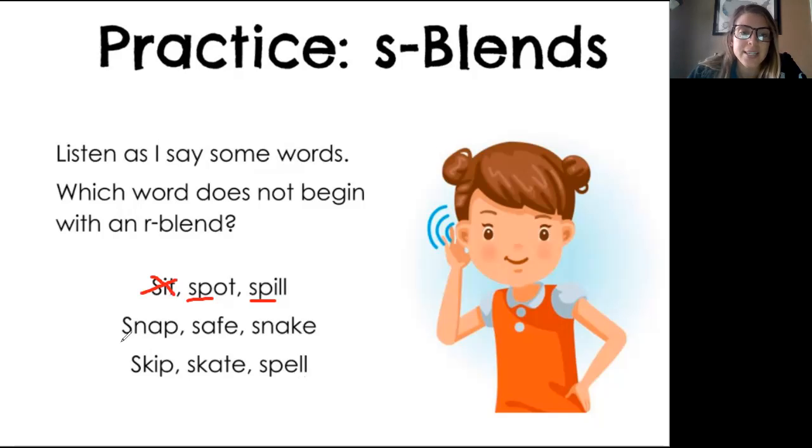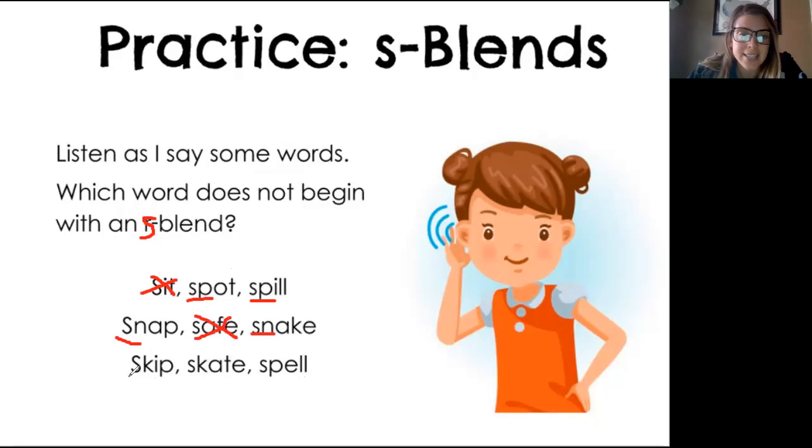Now let's listen to these ones. Snap, safe, and snake. Which one does not belong? This one has a sn and a sn, so it would be safe. That does not have an S blend.